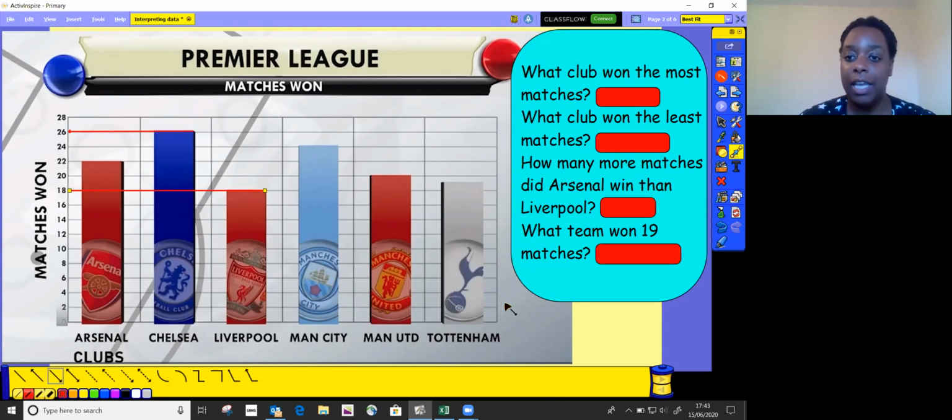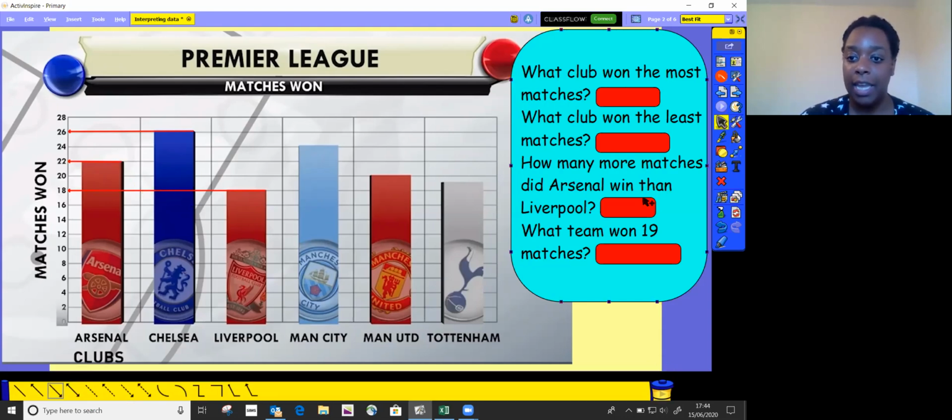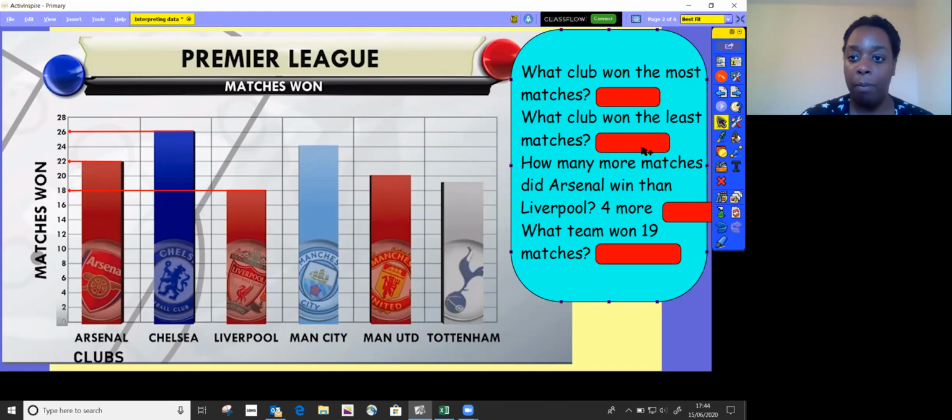Okay, the next question says, how many more matches did Arsenal win than Liverpool? So we're going to have to do some kind of quick calculation here. So we can see that Arsenal won 22 and Liverpool won 18. So we need to work out the difference between 22 and 18. We do a simple subtraction. 22 take away 18 is 4. So we can see that they won 4 more matches.